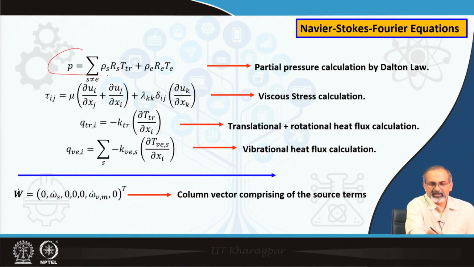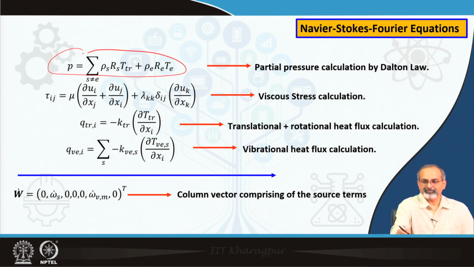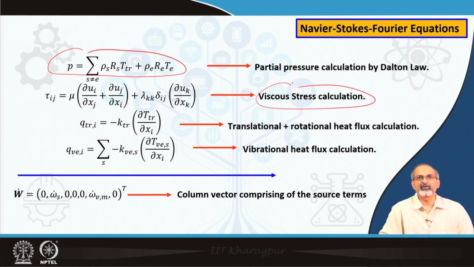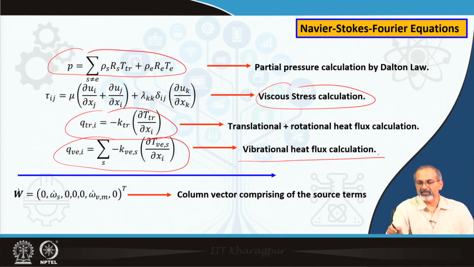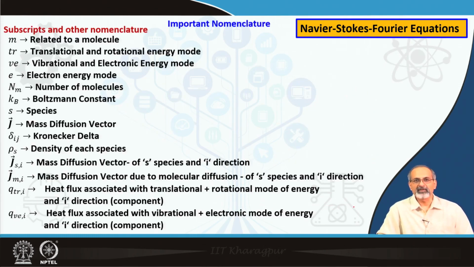Now, as I mentioned earlier, this equation for P is based on the concept of partial pressures, and we apply the calculations of Dalton's law in order to get information from this equation. This is of course the viscous stress calculation. This equation deals with translational and rotational heat flux calculations, and then the final one here is vibrational heat flux calculation, and the source term we already saw, and some more detailed weighting in the subsequent slides. In the meantime, let us have a quick look at the nomenclatures once again, just to recapitulate them.